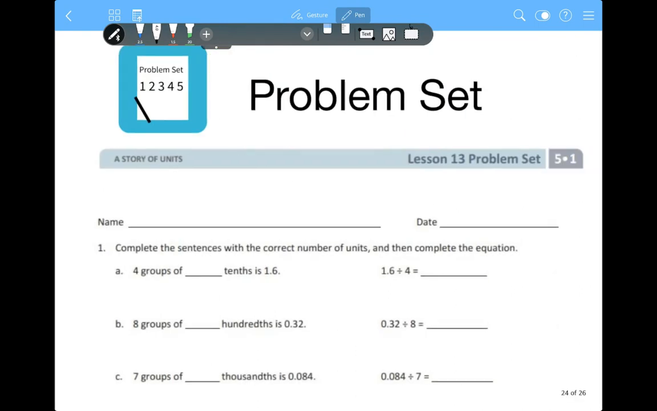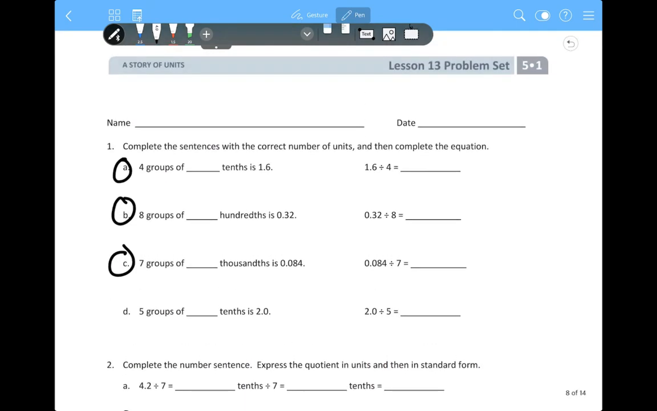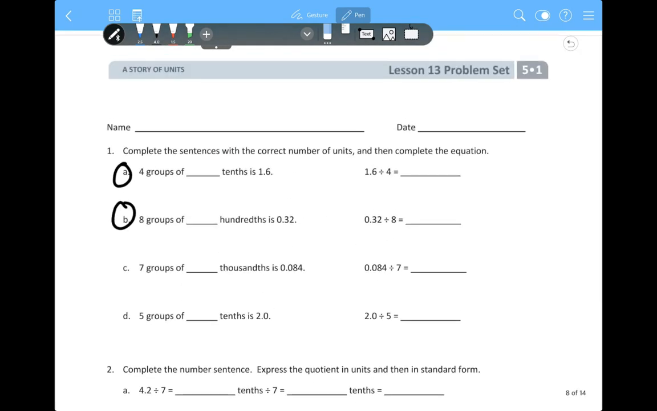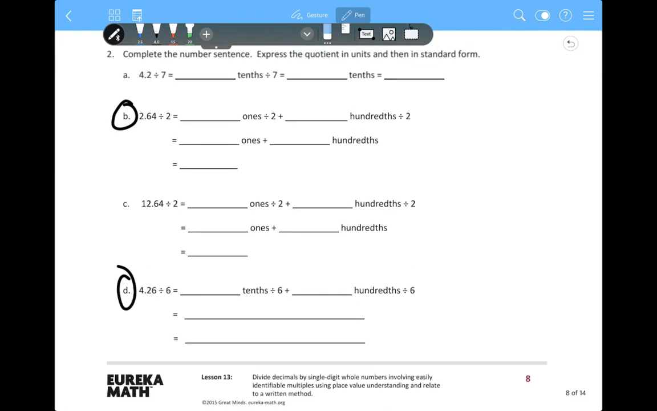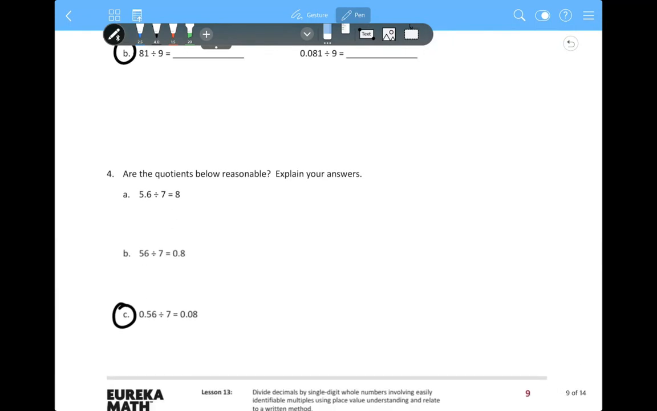Let's go ahead and go on to the problem set. Go ahead and set your timer for 7 minutes, and then we'll come back and we'll check. For the problem set, I want you to do 1A and 1B. I'm going to take off 1C, actually. So 1A and 1B, and then 2A, 2B, and 2D. And then on the back side, I want you to do 3B and 4C. So go ahead and start your problem set.